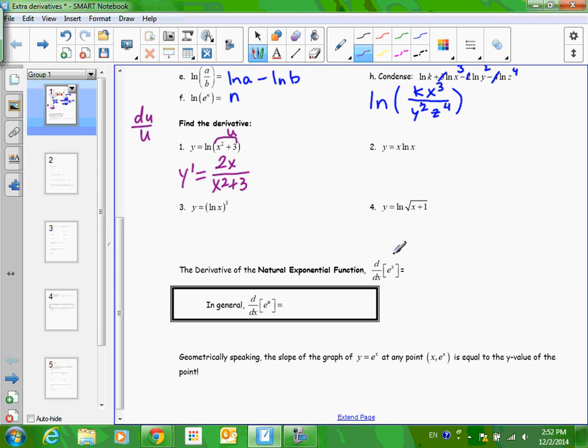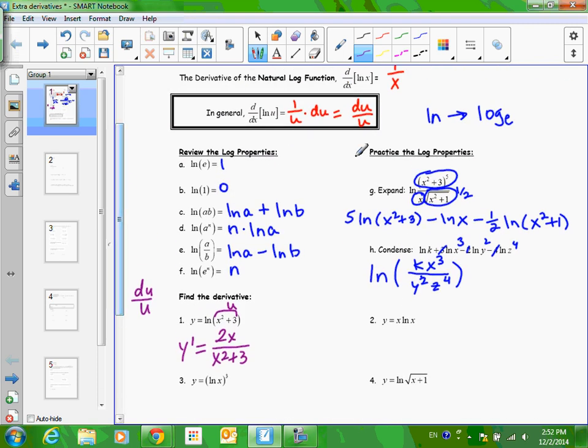Where does it say du over u on our sheet? Other than what? Up in the box. Okay.